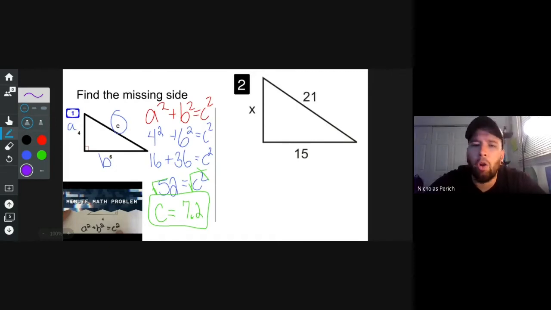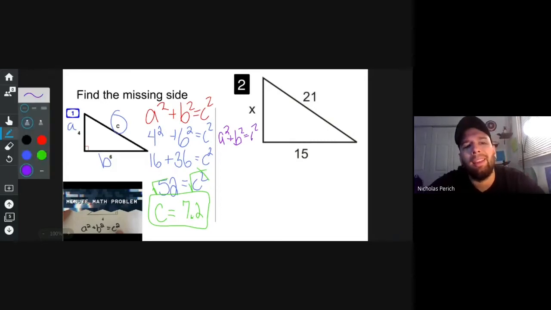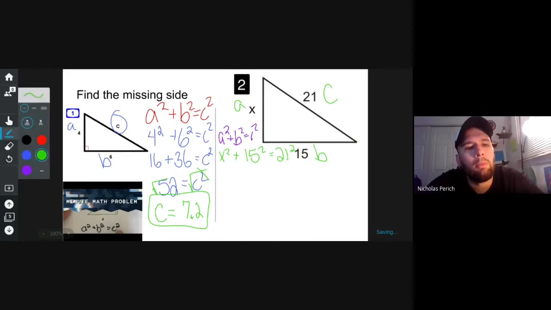Oh, look, a right triangle. When I'm trying to find the missing side of a right triangle, I have to do Pythagorean theorem. A squared plus B squared equals C squared. I'm going to label my triangle, as long as I label the longest side C. So 21 is C. I'll call A X and I'll call B 15. So X squared plus 15 squared equals 21 squared.